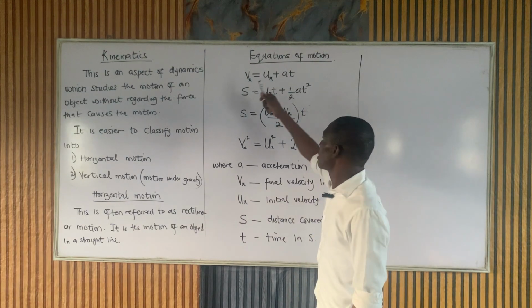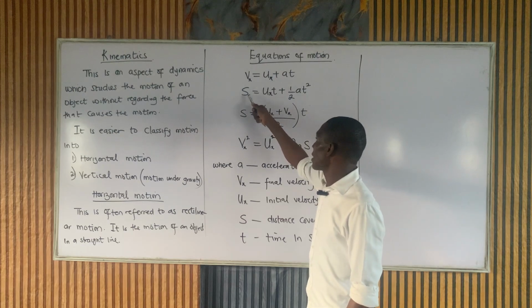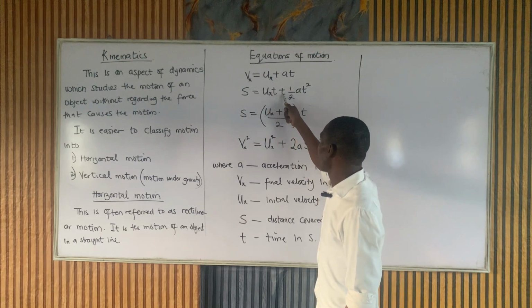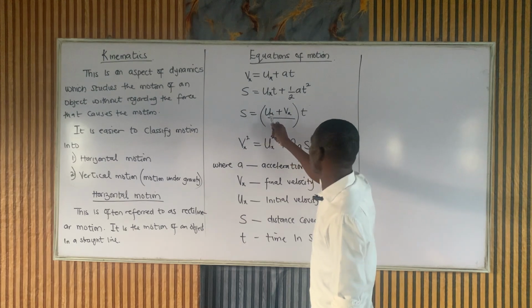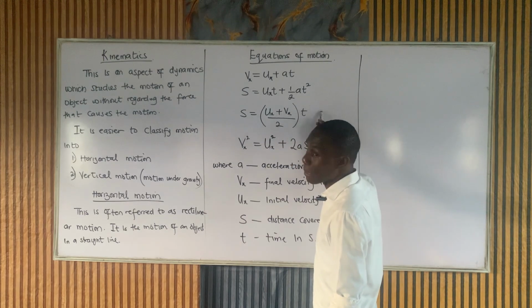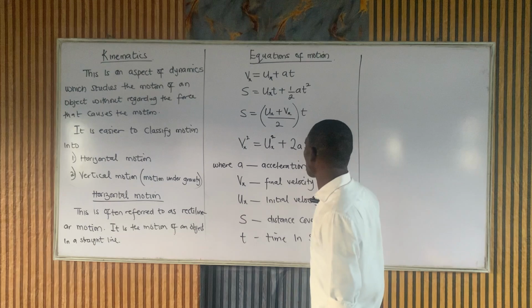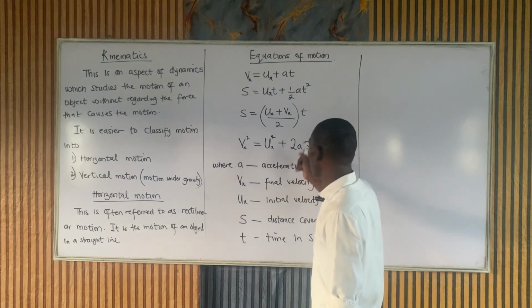That's the first equation. The second equation is S is equal to Ut plus half AT squared. The third is S is equal to (U plus V) over 2, multiplied by T, the time. And the last one is V squared is equal to U squared plus 2AS.